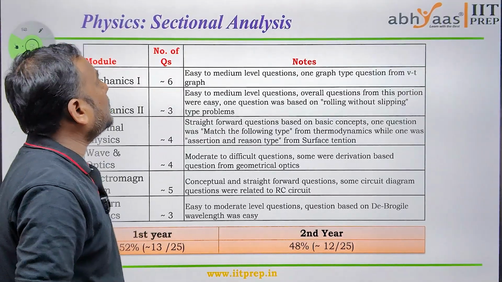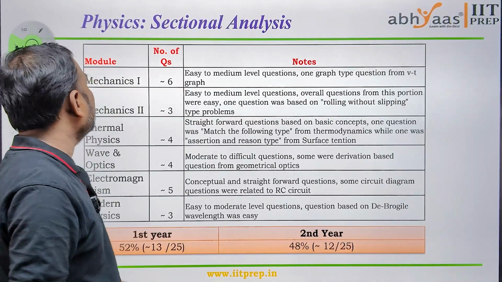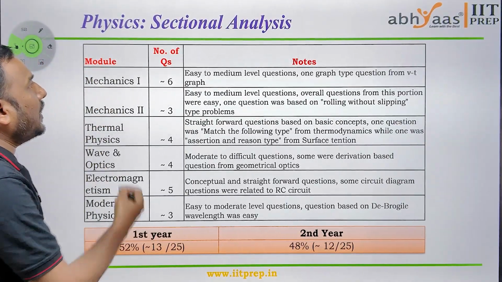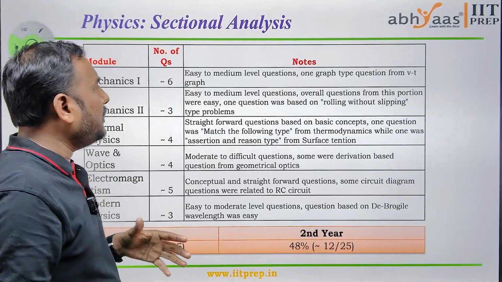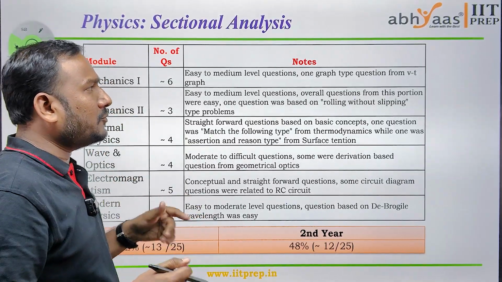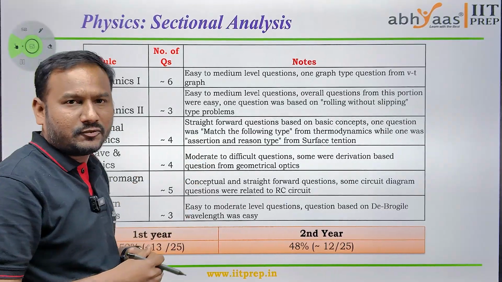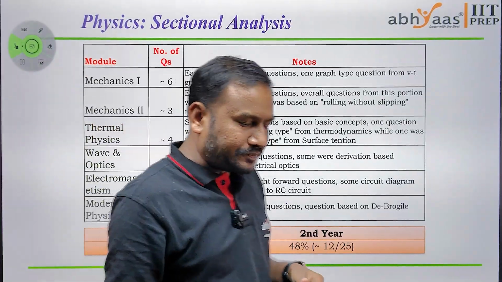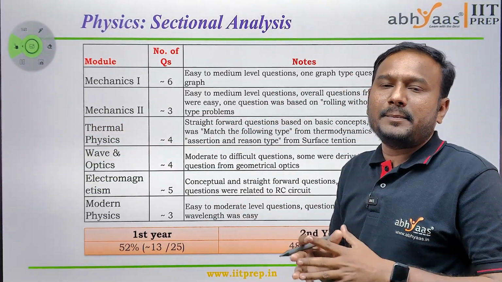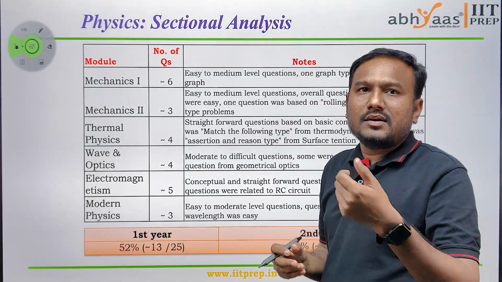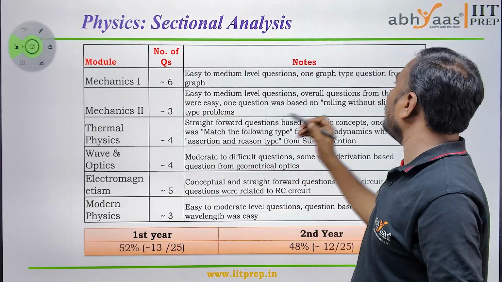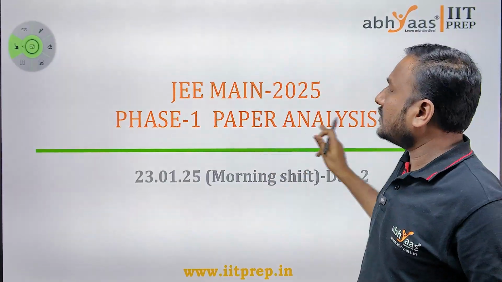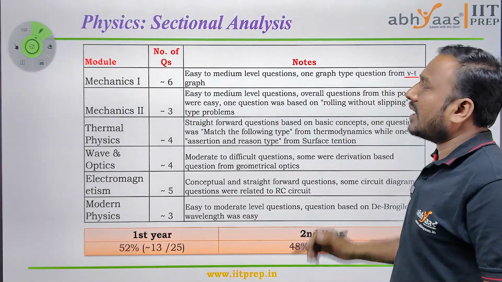Now, if you observe the physics sectional analysis, in Mechanics 1, we have seen 6 questions, and those are easy to medium level only. One graph type of question came from the VT graph. Mostly in the complete paper we may get one graph type of question in physics. So in this paper we have observed the VT, velocity and time, graph.